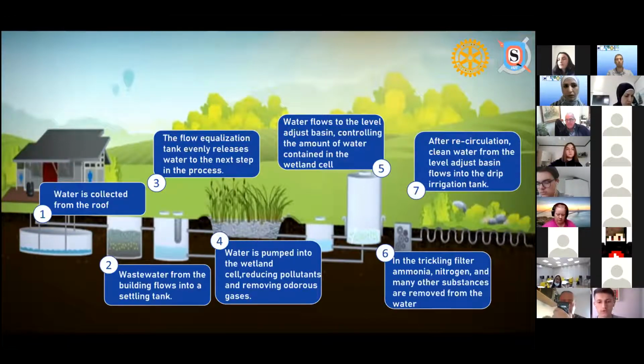Then the water flows into the level adjust basin, which basically controls the amount of water that comes from the wetland cell. Then this water flows to the trickling filter, where it is cleaned from ammonia, nitrogen, and many other substances. So this is the way it works. And then all this water goes to the drip irrigation system used to water the landscape around the house.